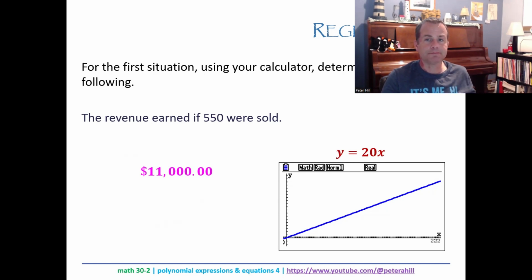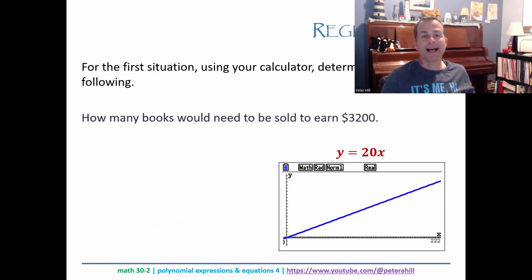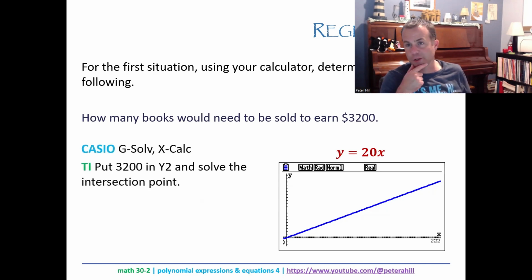And then let's go the other way. How many books would need to be sold to earn 3,200? Now, the 3,200 that you're given is a Y value. So now you're being asked to get the X value if you know the Y value. On a Casio, you actually have a program in your GSolve that says XCalc. So you'd go GSolve, then more options, F6, and then you'll see XCalc. Then you can just put in the Y value that you want, and it'll take you right there.